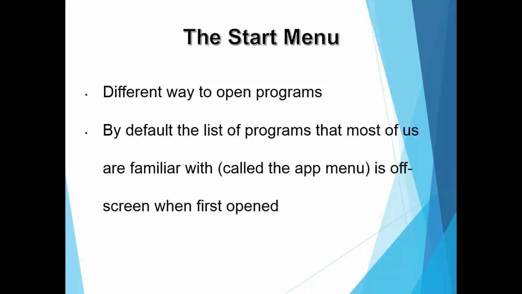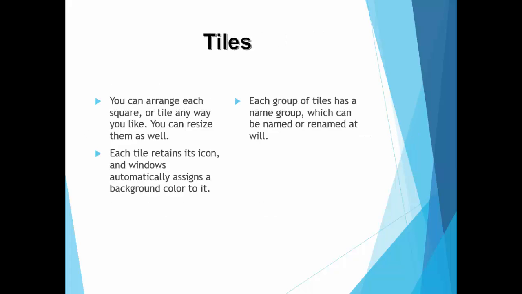This is important because the App menu is probably what most resembles the Start menu from previous versions of Windows. When you first open the Start menu, you're going to be greeted by a series of icons. These icons are called tiles, and each tile can be customized. You can resize them, group them, and name the groups, but you can't recolor them. Windows decides that on its own, based on the color of the icon.